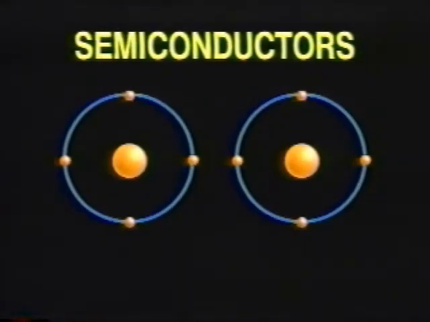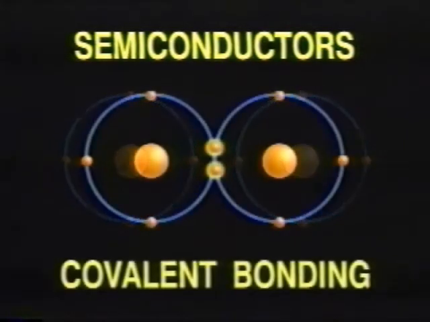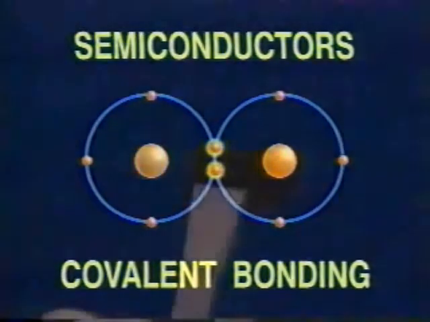But since the 4 valence electrons in any one atom are bound as tightly to their nucleus as the 4 in any other atom, one can't pull electrons away from another. Instead, 2 nearby atoms will share their outer electrons. This sharing of valence electrons is known as covalent bonding.